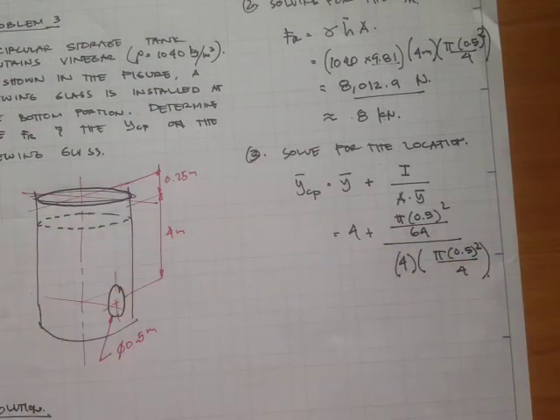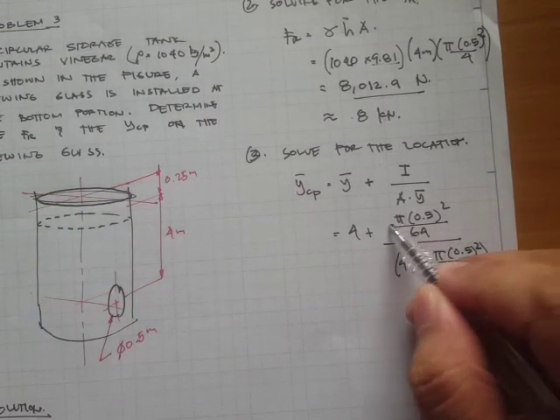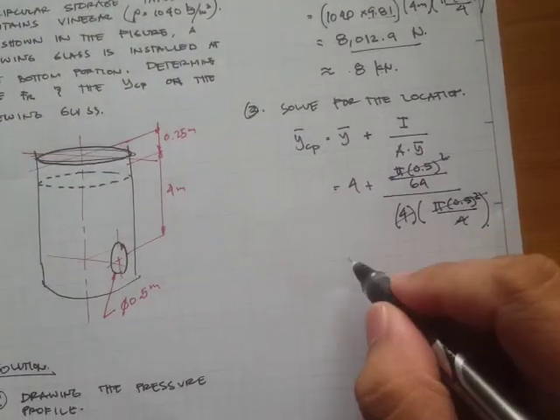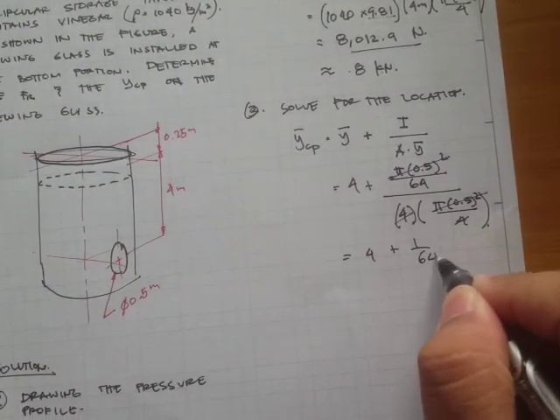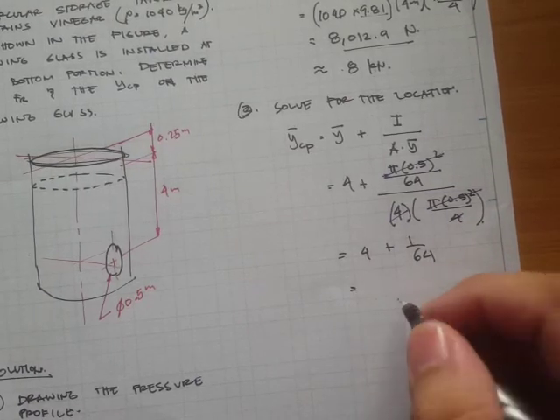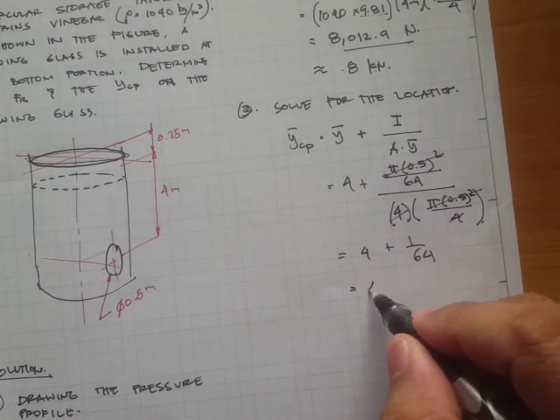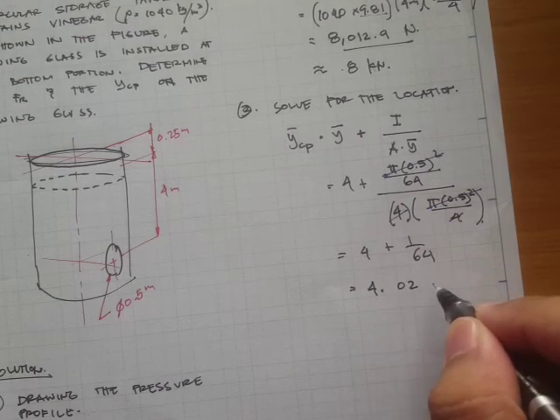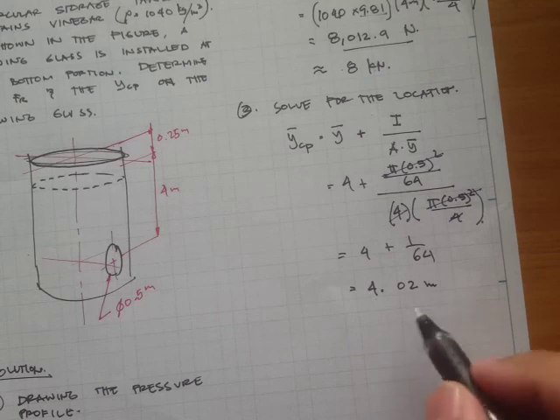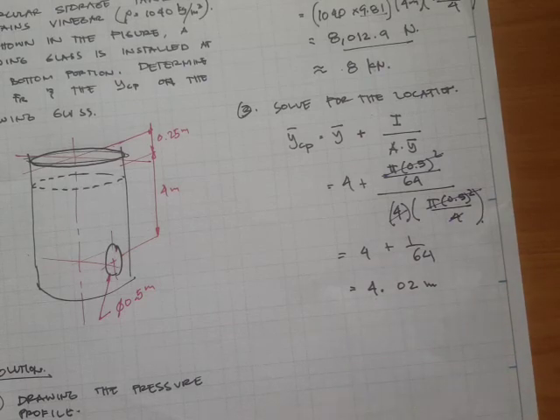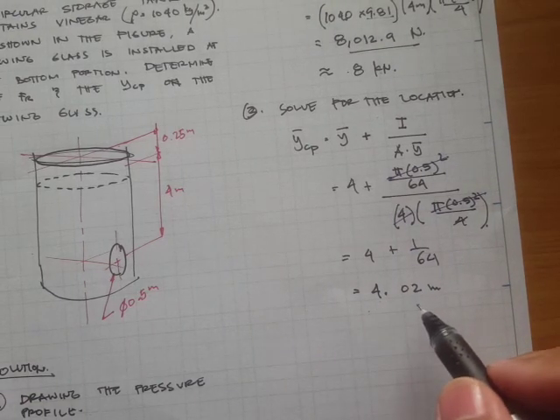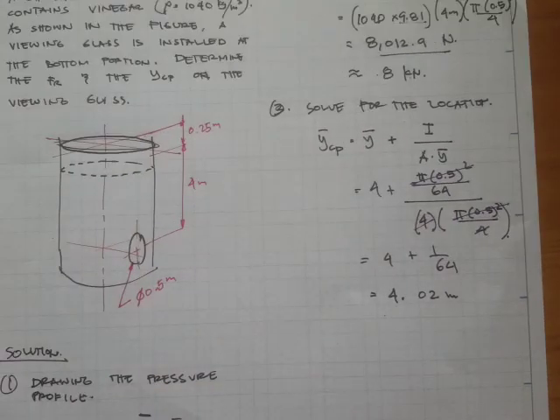Okay, so the pi cancels out, and we just have 4 plus d squared over 16 times 4, that is, 4 plus 1 over 64. That's 4.002 meters. Okay, so that's just 0.02 meters lower than the center.